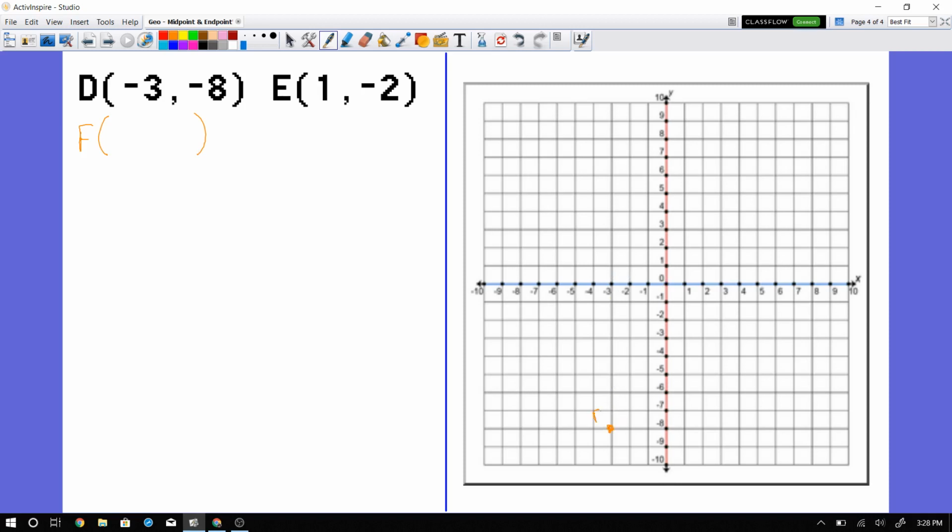All right, D, and then E is 1, -2. That means our midpoint's there. That means we have a line that's going up like this. So if we were to guess where this was at, I would say somewhere in here. That'd be my best guess. I mean, you follow the line, that's where it should be. All right, let's find out.